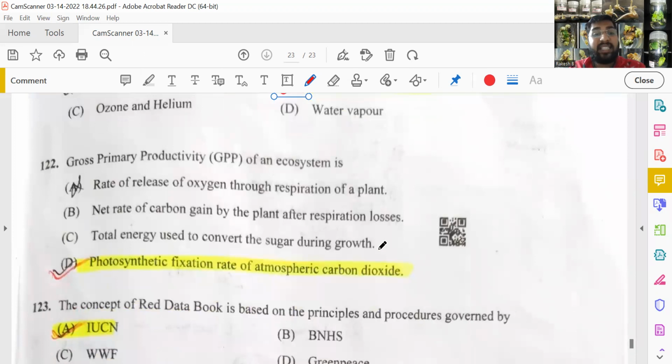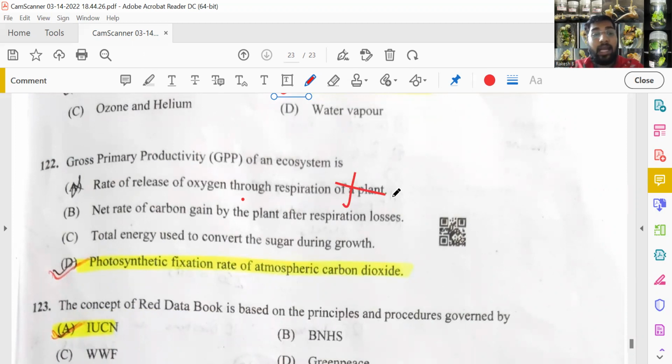What is GPP of an ecosystem? See, the option says GPP is the rate of release of oxygen through respiration of a plant. When a plant is respiring, it will never release oxygen. That is a very important thing. It will never release oxygen during respiration, it will release carbon dioxide. Only in the photosynthesis process is oxygen released. If you know the simple concept, you would have eliminated this option.